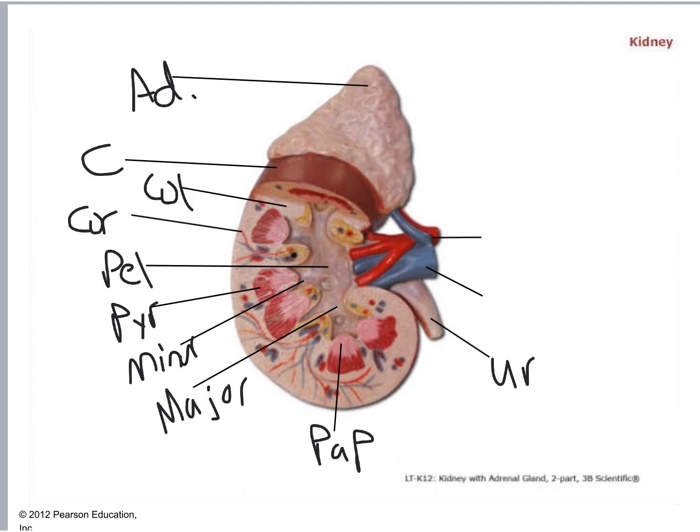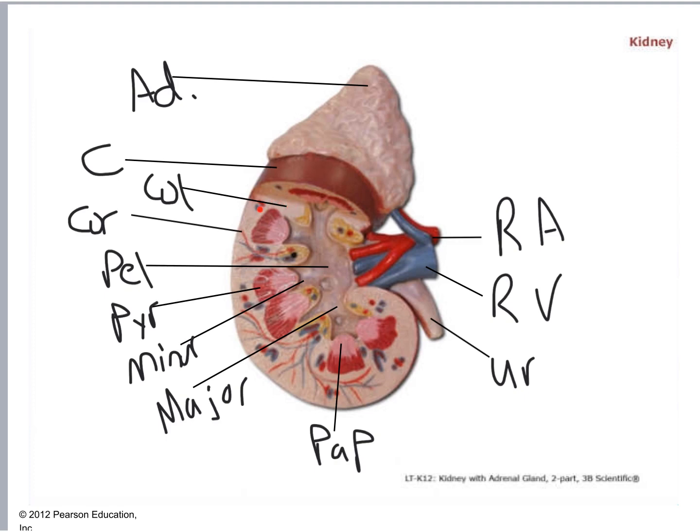And then the next line is pointing to the renal vein. And then the next line is pointing to the renal artery. All right, so the adrenal gland is right here. Next, we're pointing to the renal capsule, which is the outer part of the kidney right here. And here's the renal column.